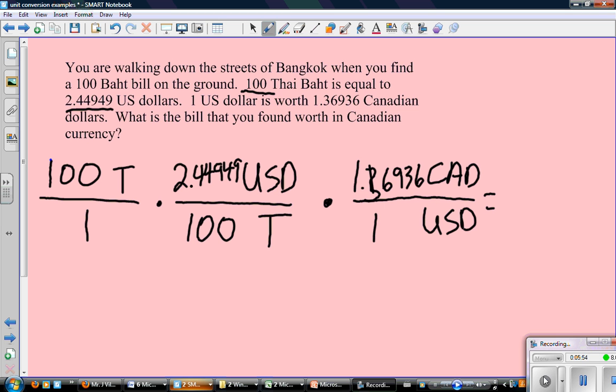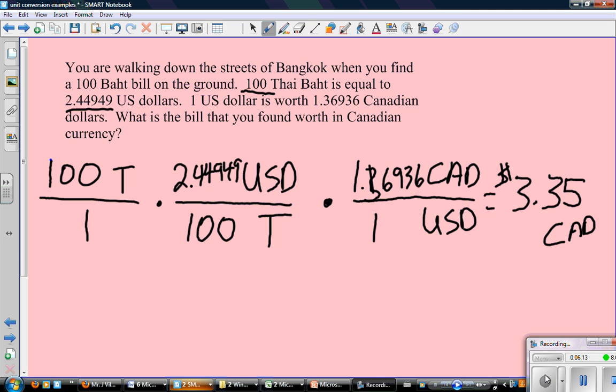I can't remember what the answer is. Someone work it out with a calculator. It's 3 point something. So you multiply all that through and you'll get 3.35. Make sure you include your units, Canadian. So 100 Thai baht is worth 3.35 Canadian.